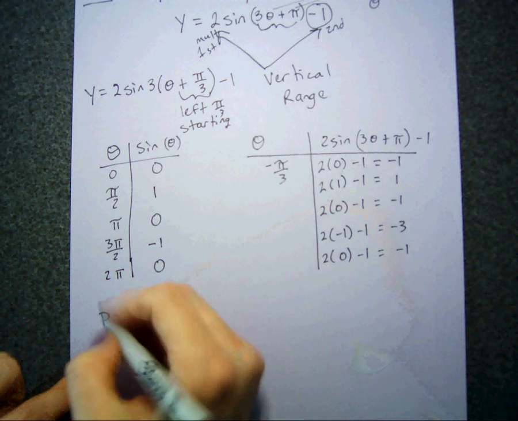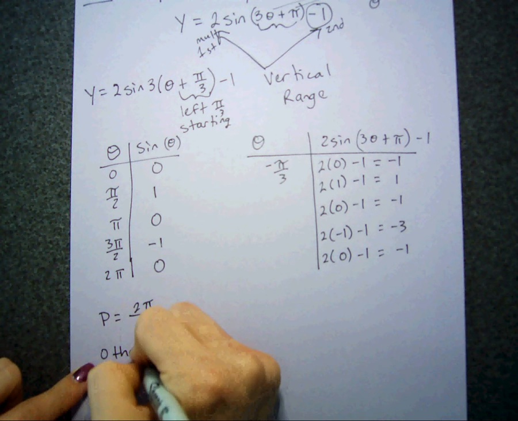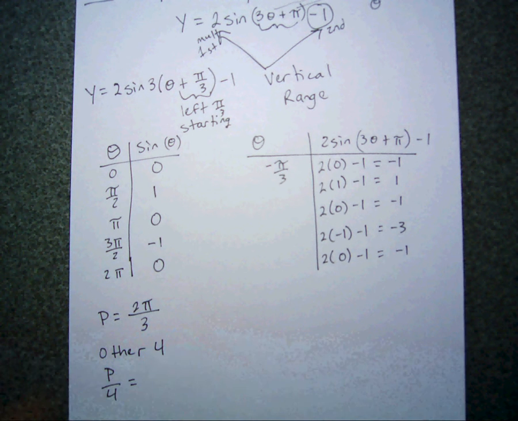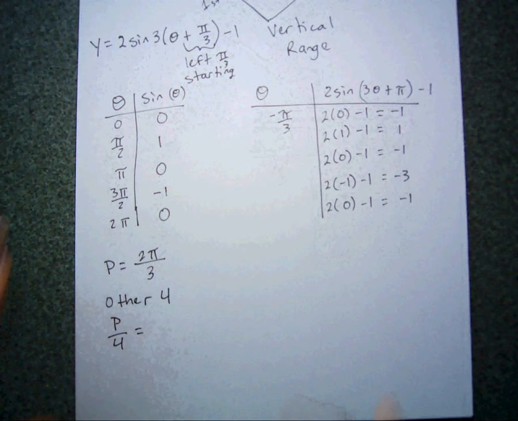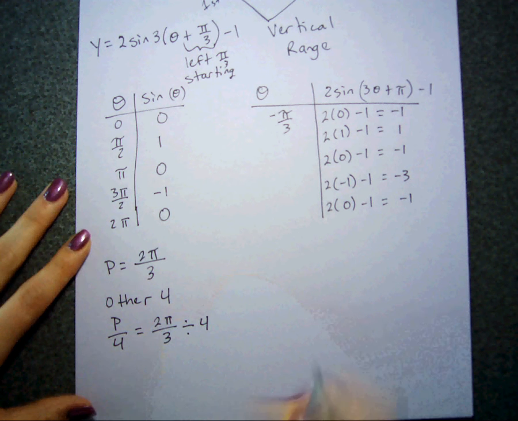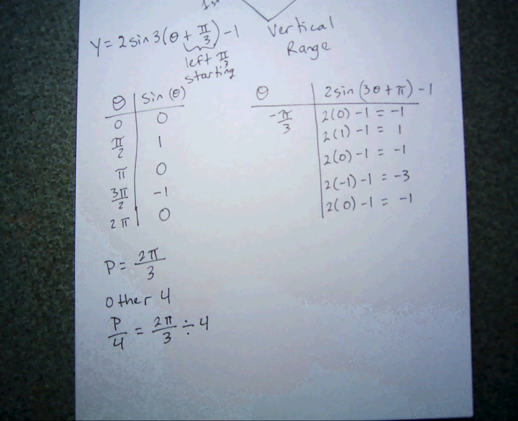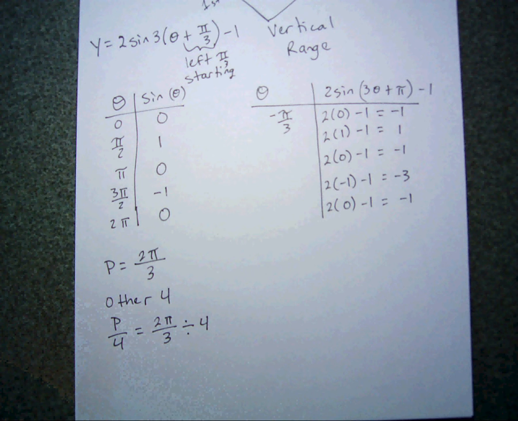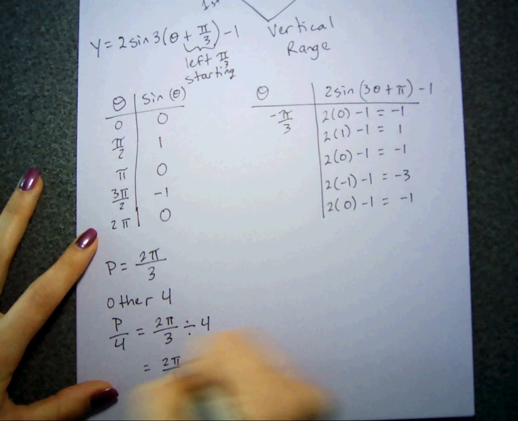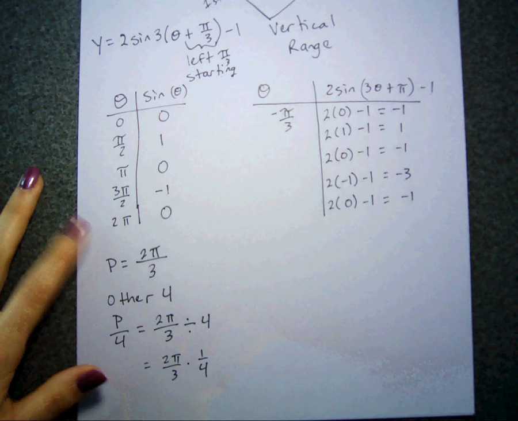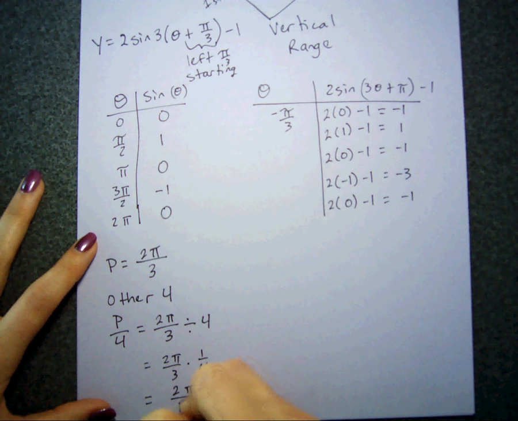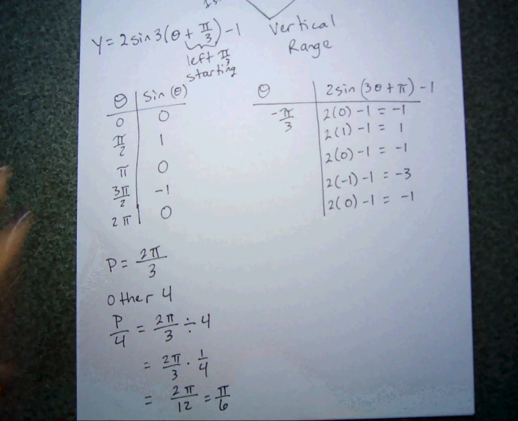To find the other 4, I'm going to take my period and divide it by 4. Right? Divide it by 4 to get the other 4 points. So I'm going to do 2 pi over 3 divided by 4. And however you remember to divide fractions, KFC, copy change flip, KCF, whatever it is, multiply times the reciprocal. So this gives me 2 pi over 12, which is pi over 6.